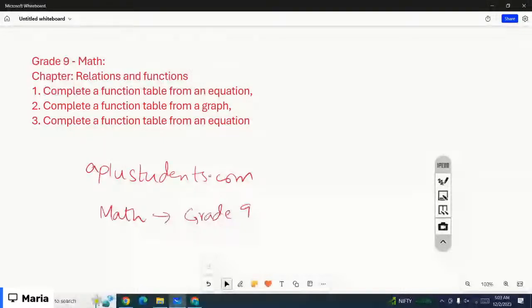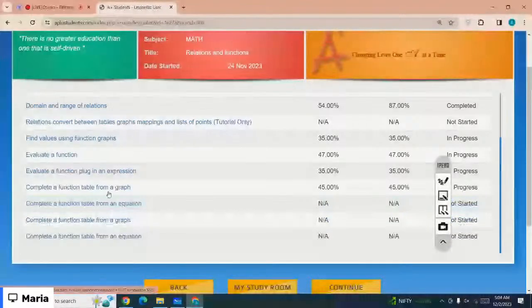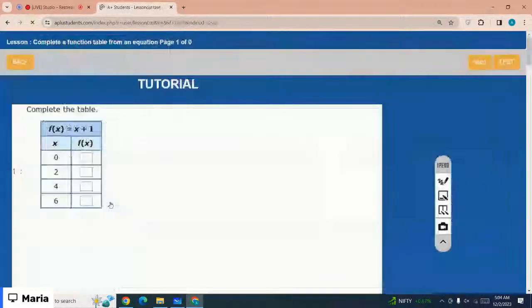We're going to start with the chapter relations and functions, and the lessons we're going to cover today are complete a function table from an equation, complete a table from a graph, and complete a function table from an equation. So let's just start with the lesson. Please get your notebook and pencil so that you can note down the important examples and definitions as well, right? So let's just start with the lesson, that is complete a function table from an equation.